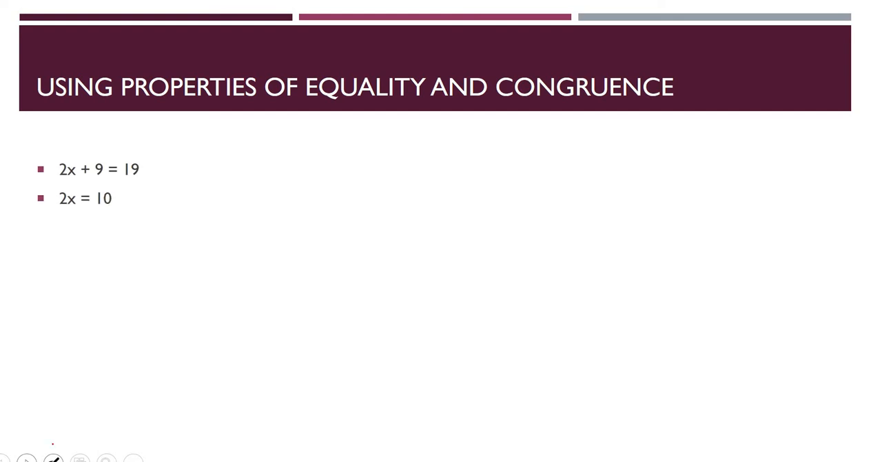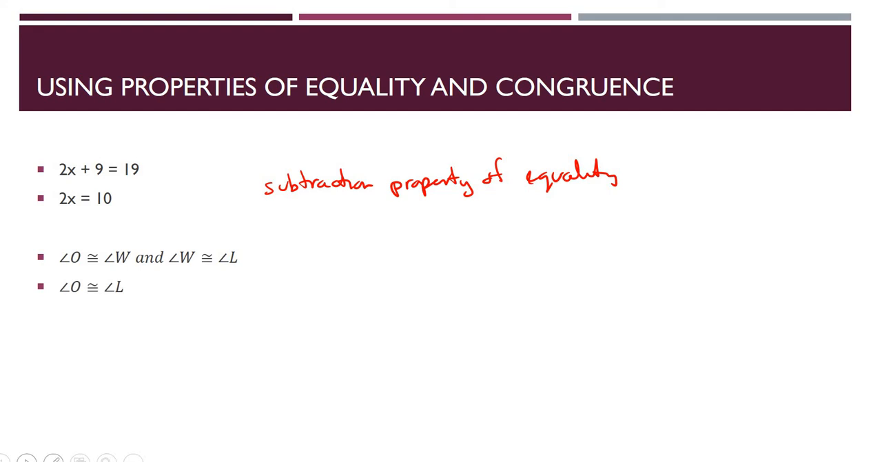First thing I want to use it on is this example. 2x plus 9 equals 19, and I changed to 2x equals 10. What property did I use? Hopefully you found it as the subtraction property of equality. How about this one? What property is being used there? Look back at your properties of congruence and restart the video when you think you know.